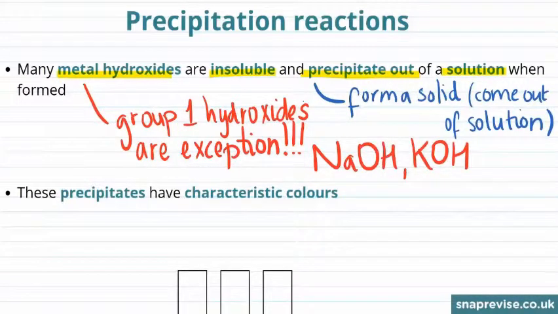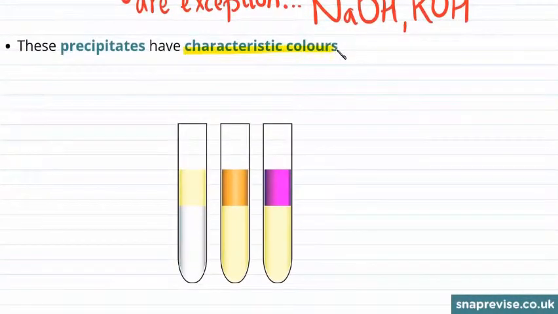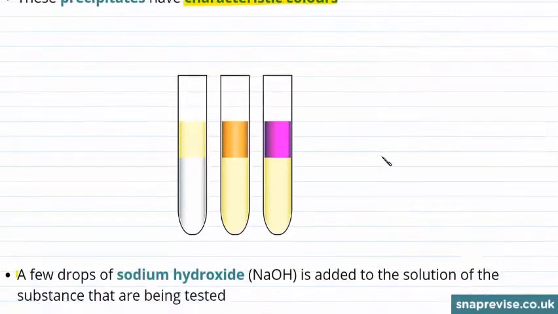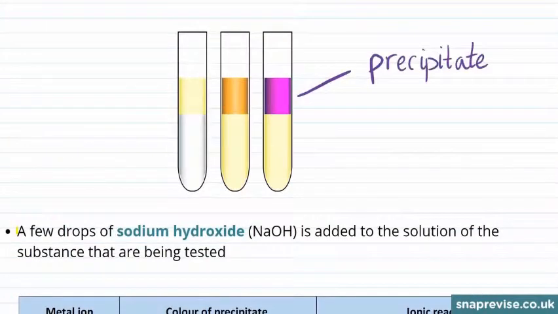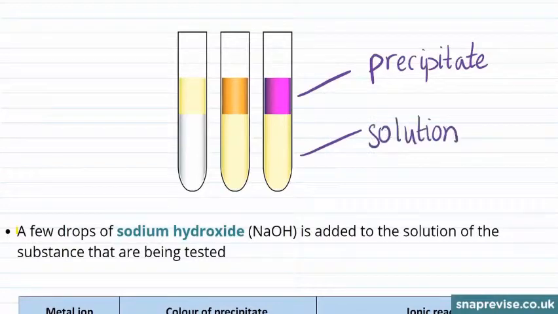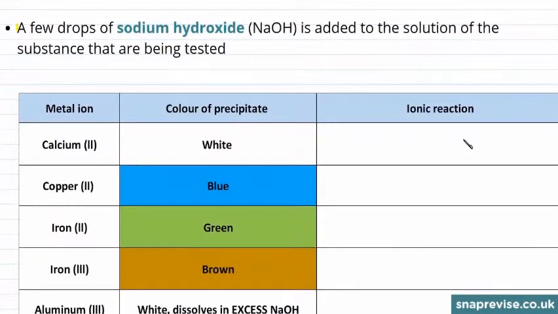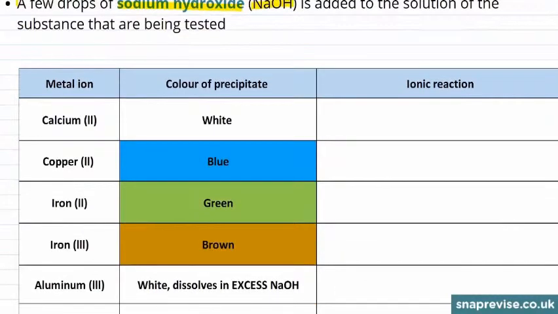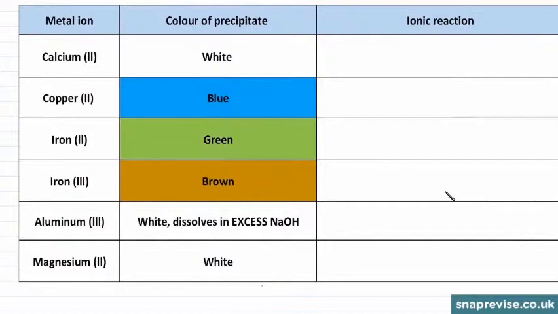The insoluble metal hydroxides form precipitates with characteristic colours. This diagram just shows the formation of a precipitate, which is floating on top of a solution. In order to form the insoluble metal hydroxides, a few drops of sodium hydroxide, NaOH, is added to the solution of the substance that is being tested. In this table, we can see an example of some of the commonly found metal ions, as well as the colour of the precipitate formed on addition of sodium hydroxide.